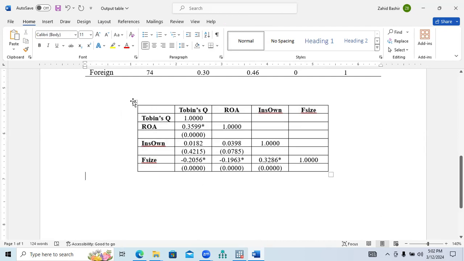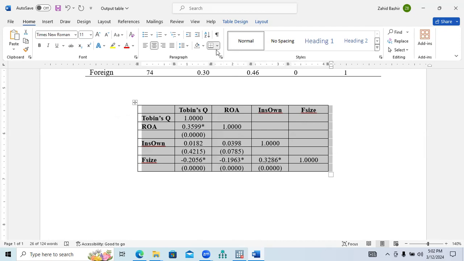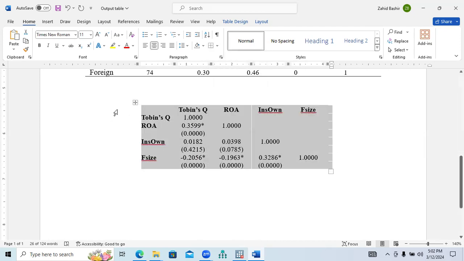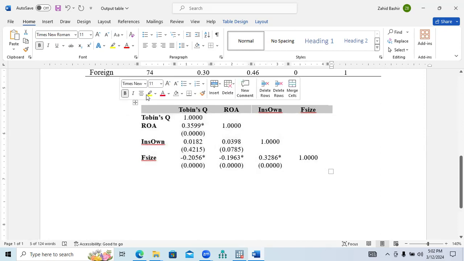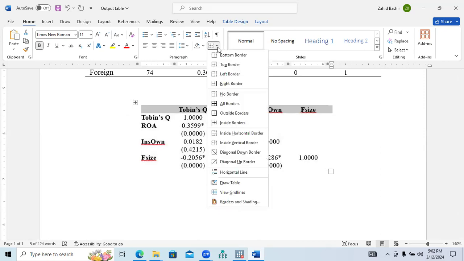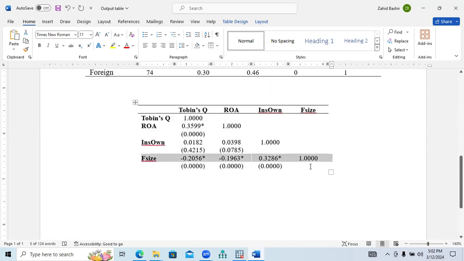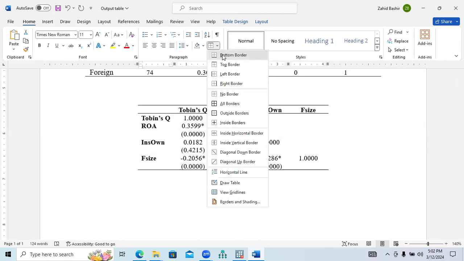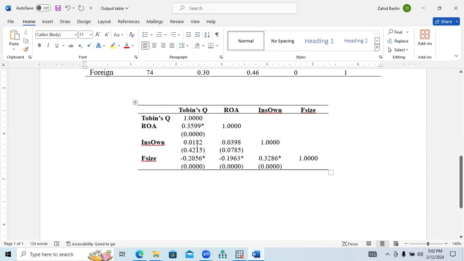All right. Now you can make it border free using no border. Now just select your first row and go to the table, bottom border, top border, and again go to the last row of your table and select the bottom border. Now it looks like an APA style table.